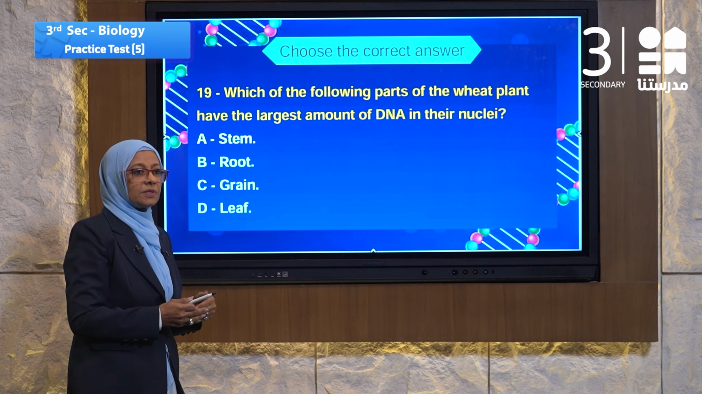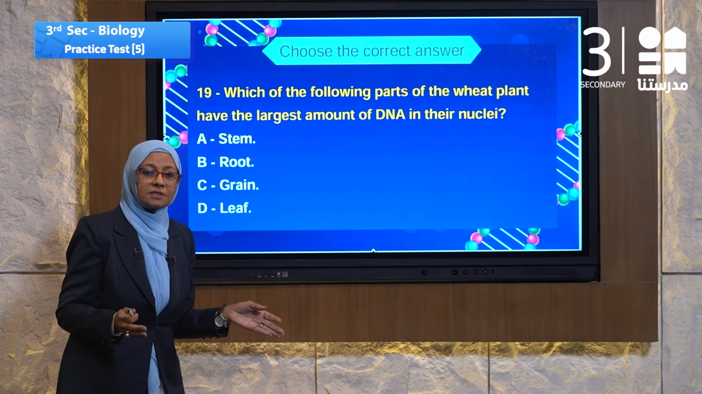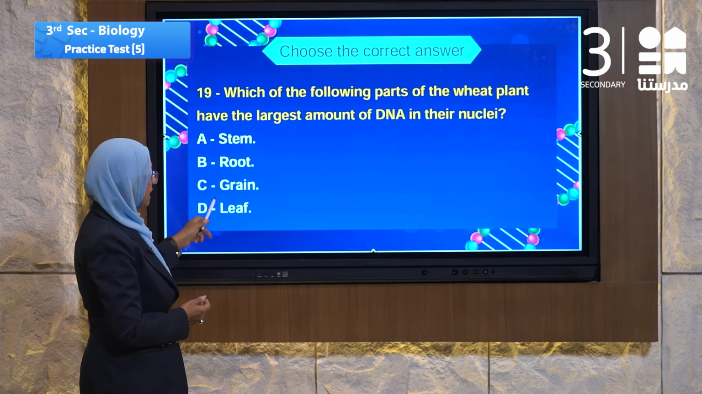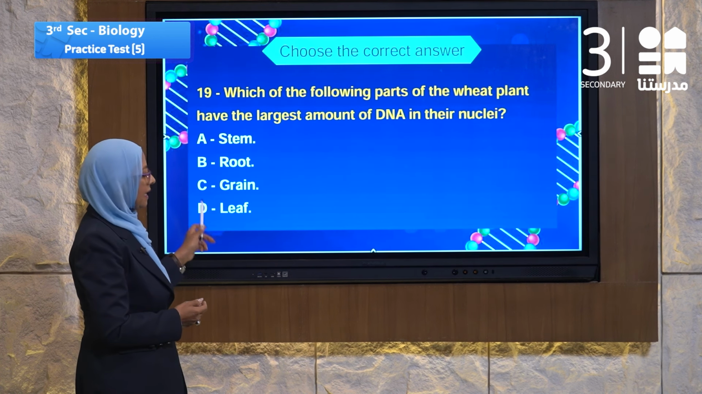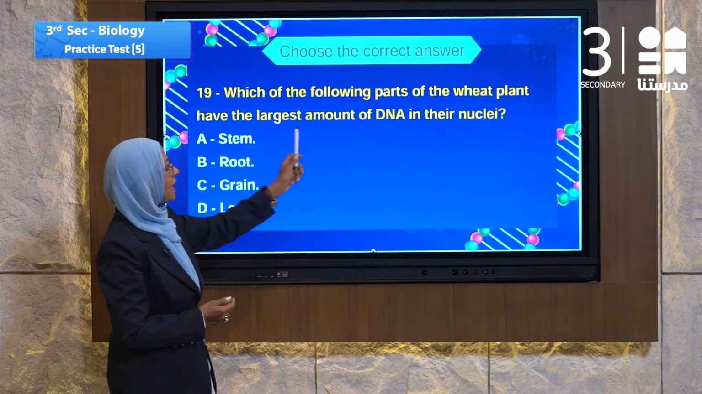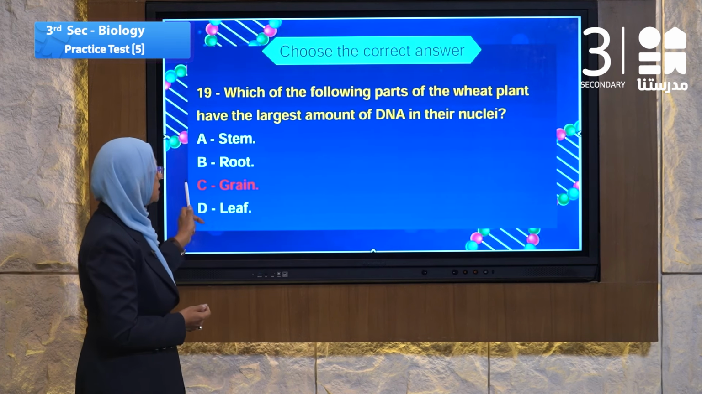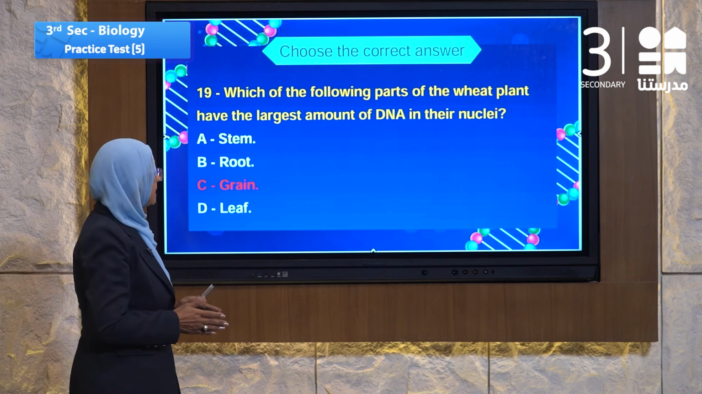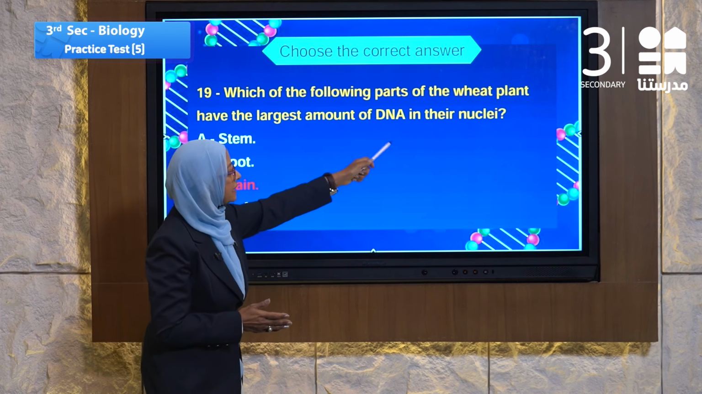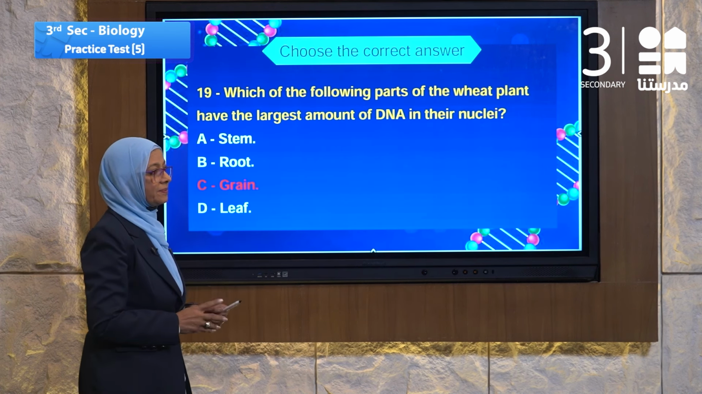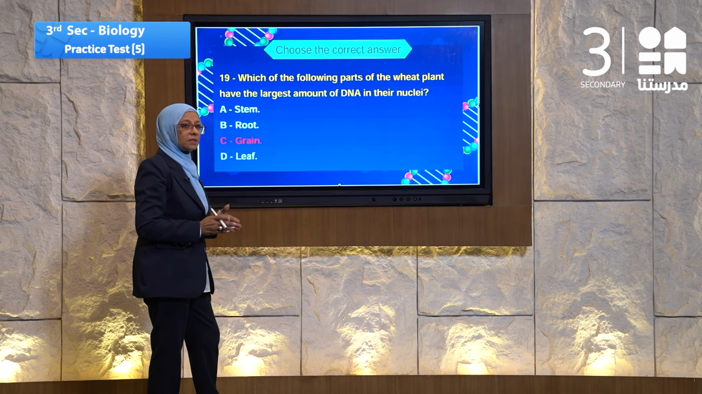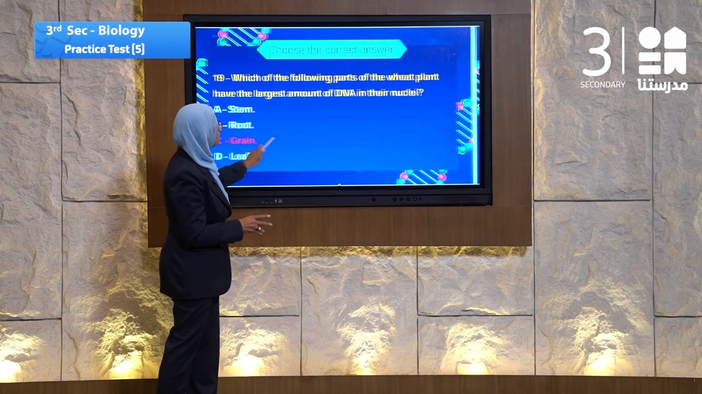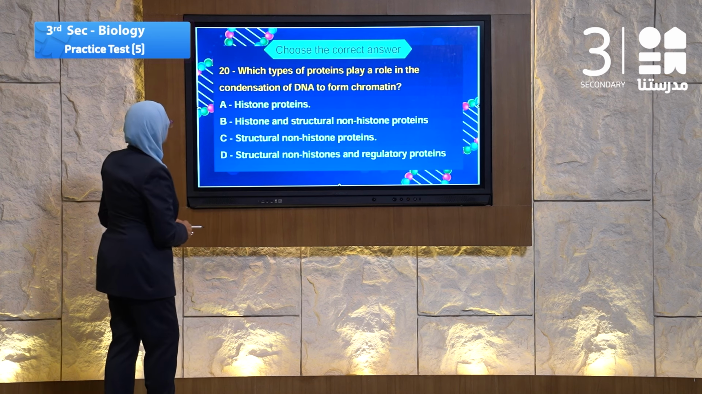No, it must be largest at stem, root, grain, or leaves. The grain has the largest amount of DNA, so the answer must be grain. It contains a large amount of DNA in its nuclei because it will go to division. Let's go to question number 20.